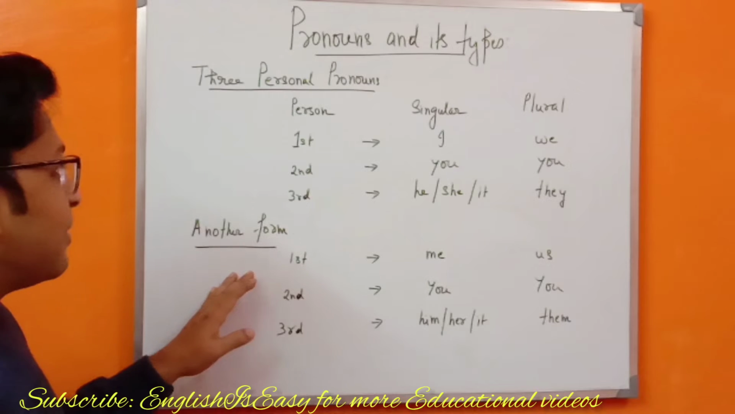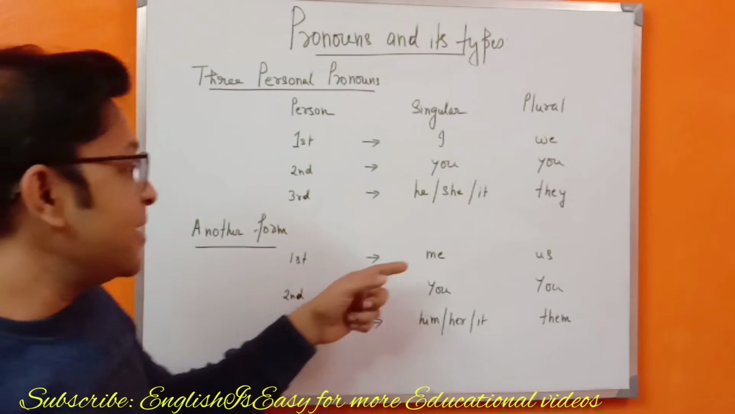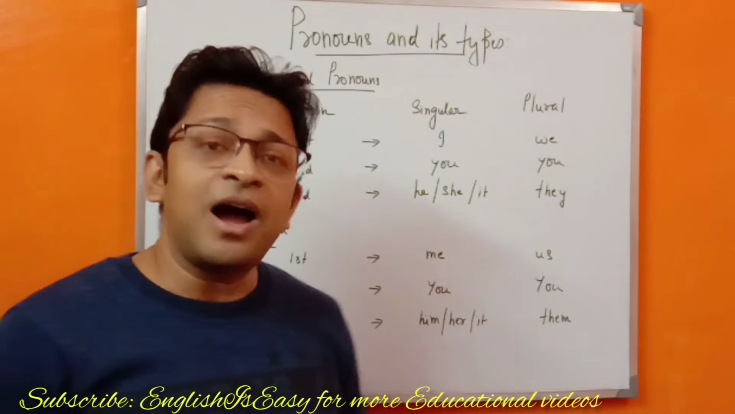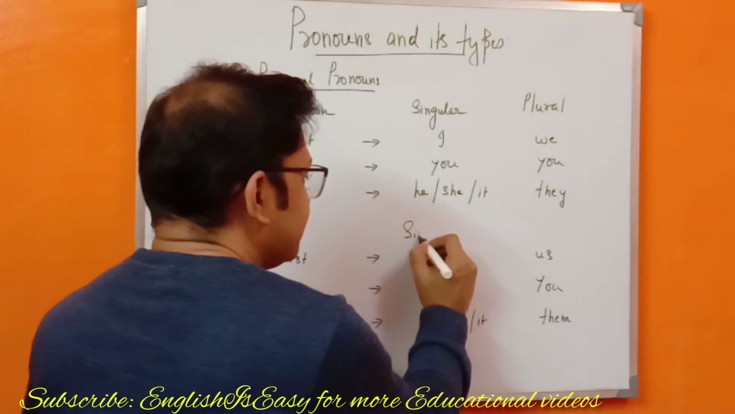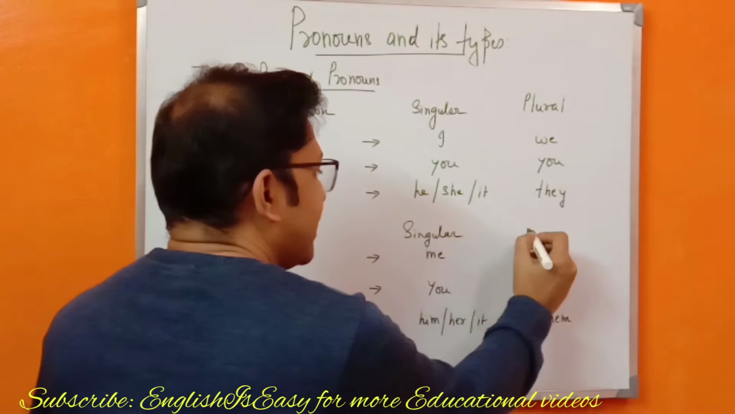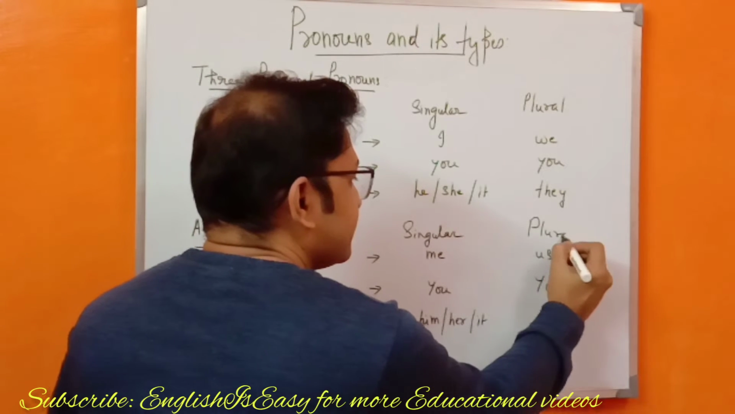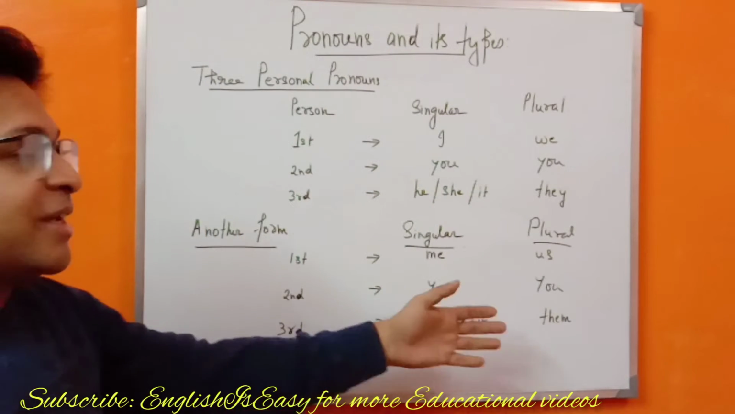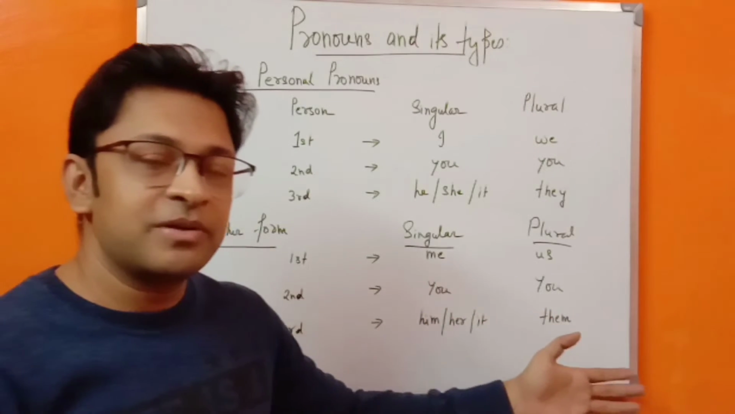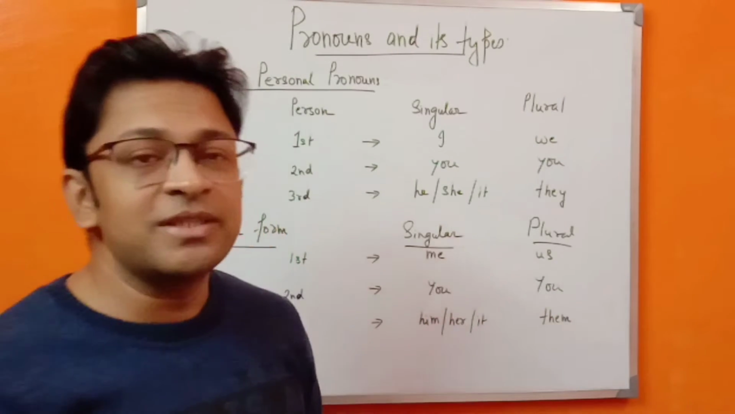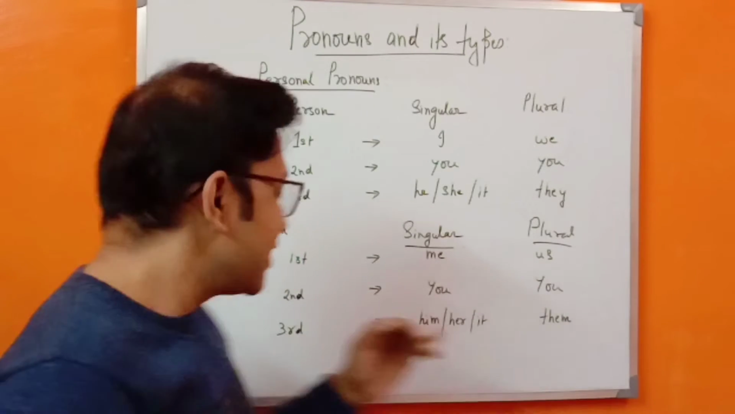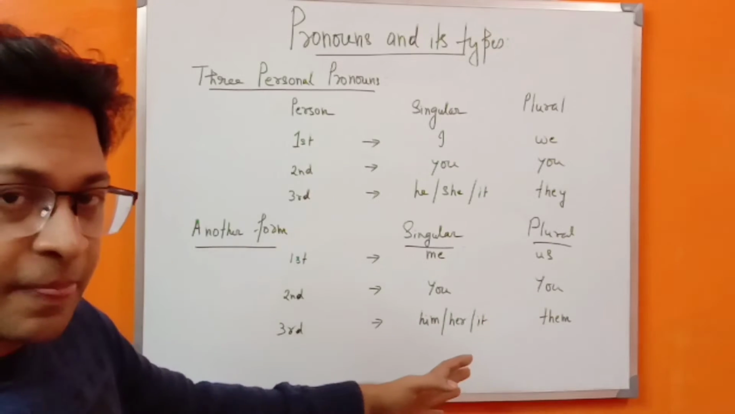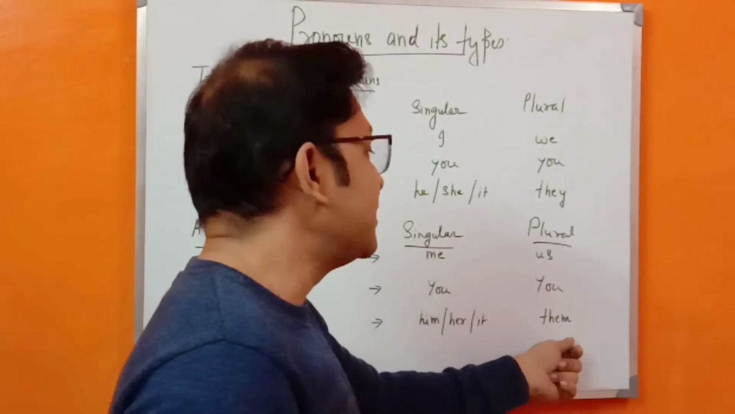There is another form of these things. In first person, in singular, that is me. In plural, it will be us. This will be singular and this portion is plural. So in second person, you will always remain the same because you represents both singular and plural. In third person, we will write him, her or it, but in plural it will be them.